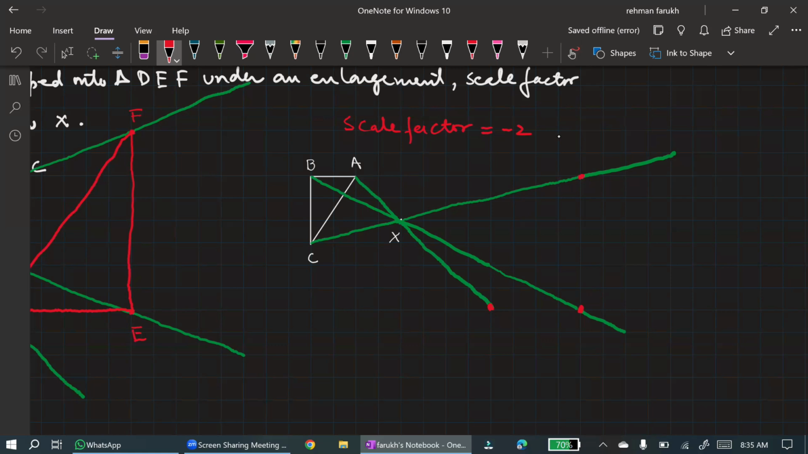Now this point is C. Corresponding to C, the image point is F. Corresponding to A, the image point is D. And corresponding to B, the image point is E. The new image diagram is this one. Is there any confusion? No, sir. Okay.